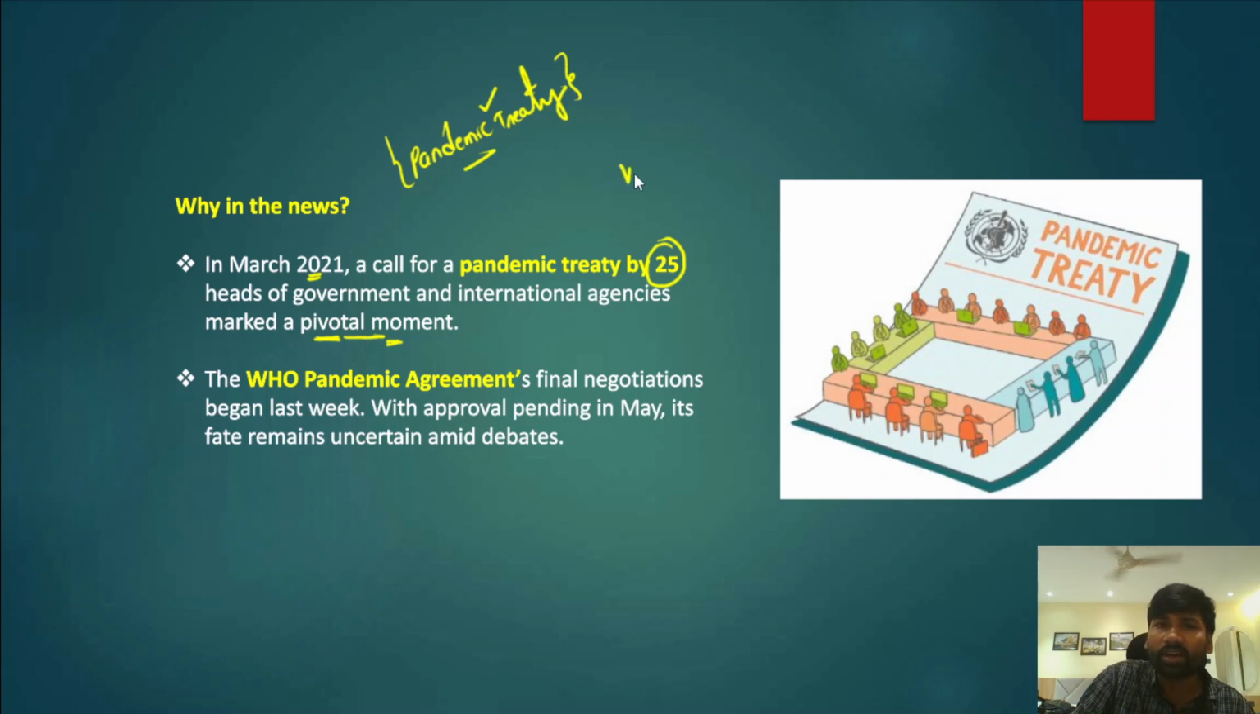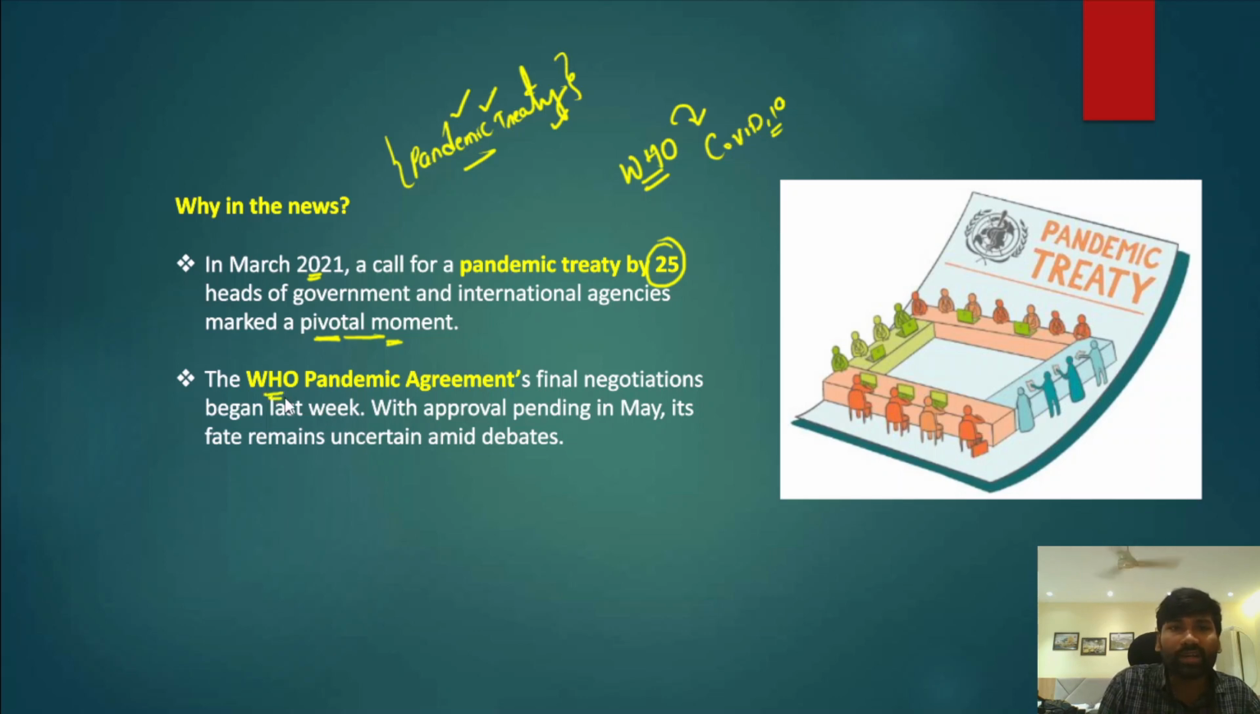Even though we have the World Health Organization, that is not enough to deal with such pandemics. You can imagine the role of the World Health Organization is criticized across the world for how it handled the COVID-19 pandemic. Because of that, different countries have been thinking about establishing a pandemic treaty to deal with those diseases.